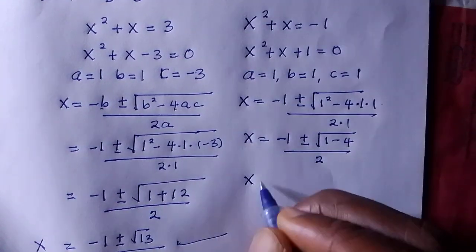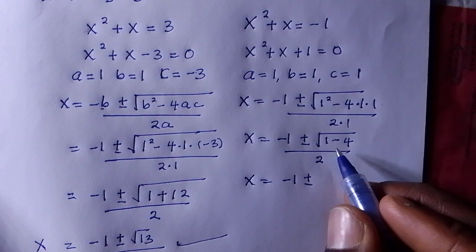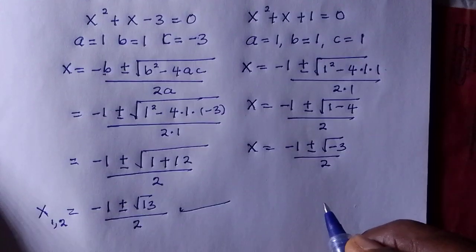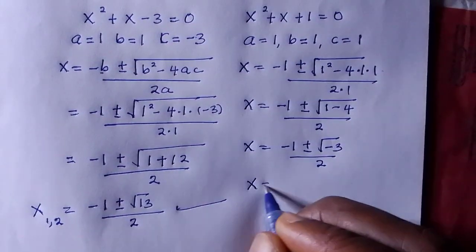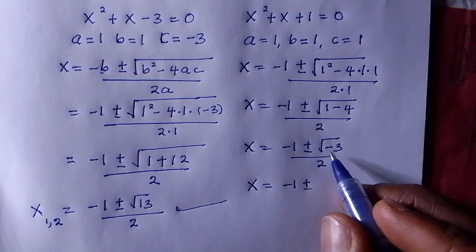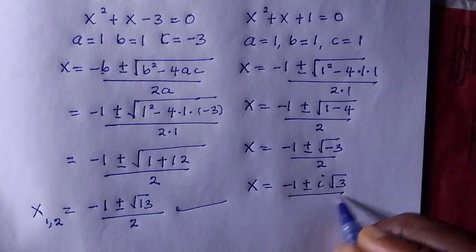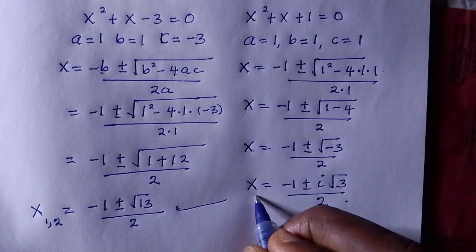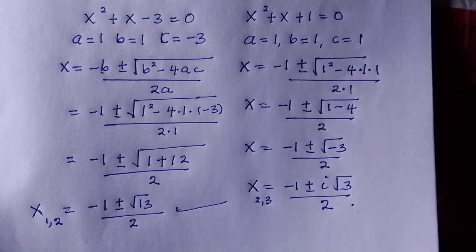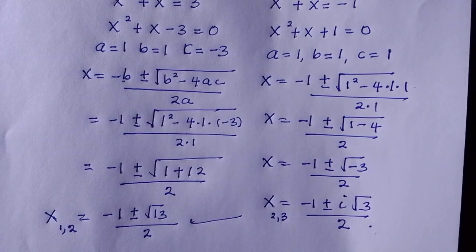So here we have x = (-1 ± the square root of -3) divided by 2. There is the square root of -1 in this, which is i. So we have (-1 ± i root 3) divided by 2. So this is x3, x4. We consider these the complex solutions, and we also get the real solutions from before. And this is how to solve this problem.